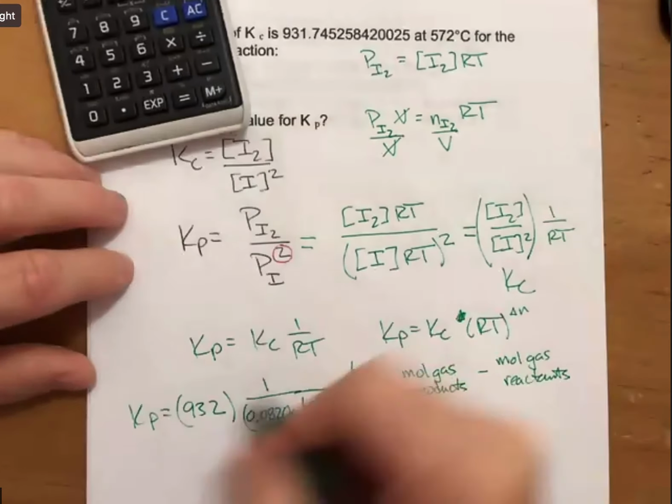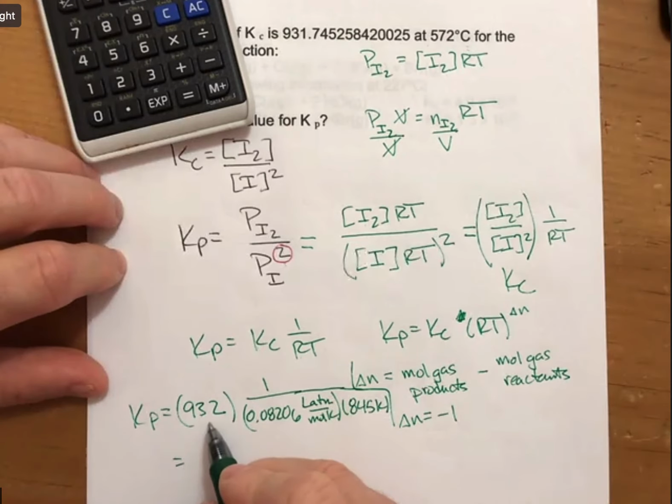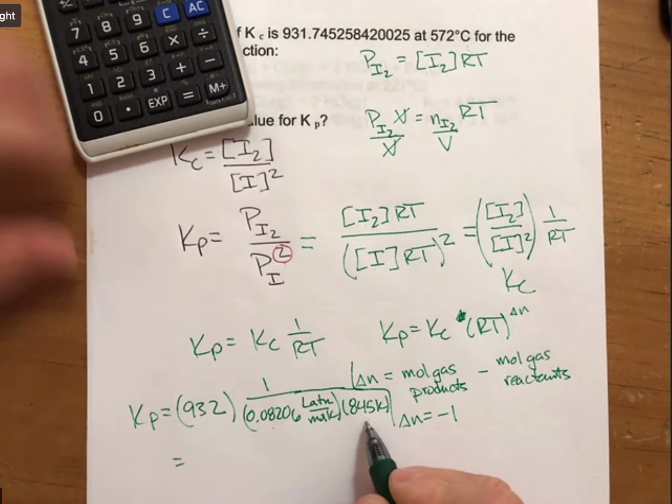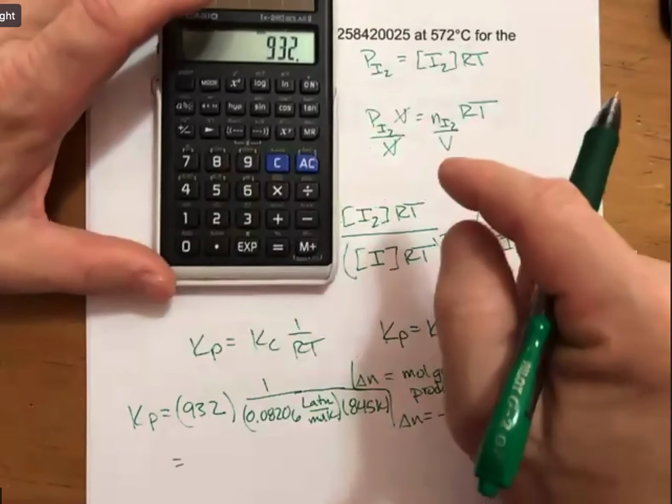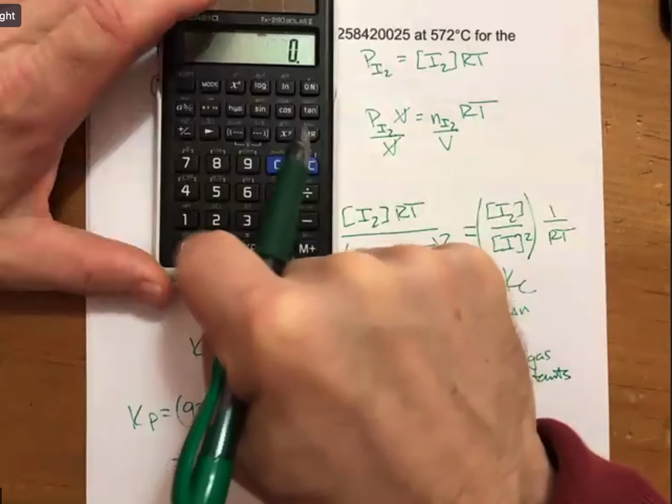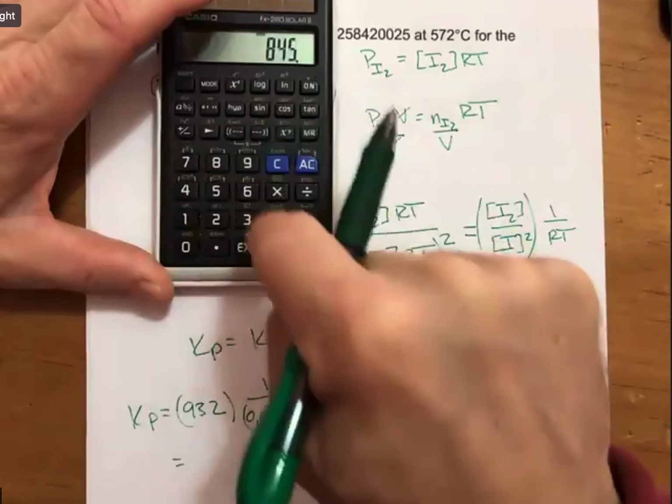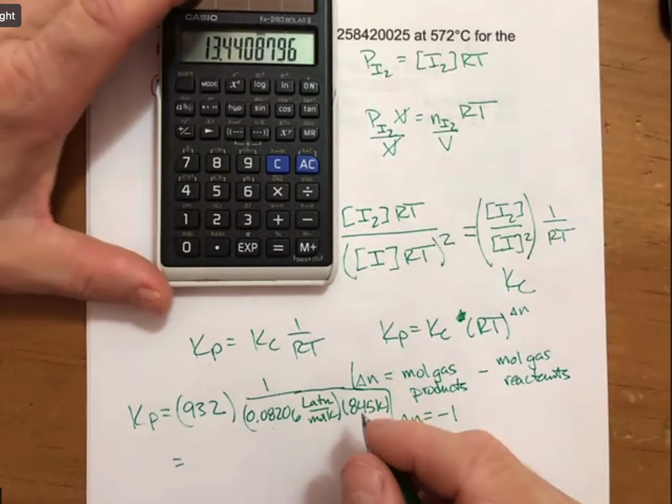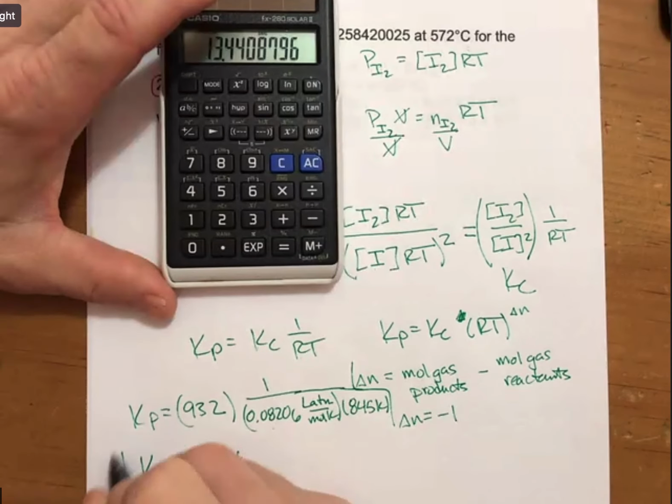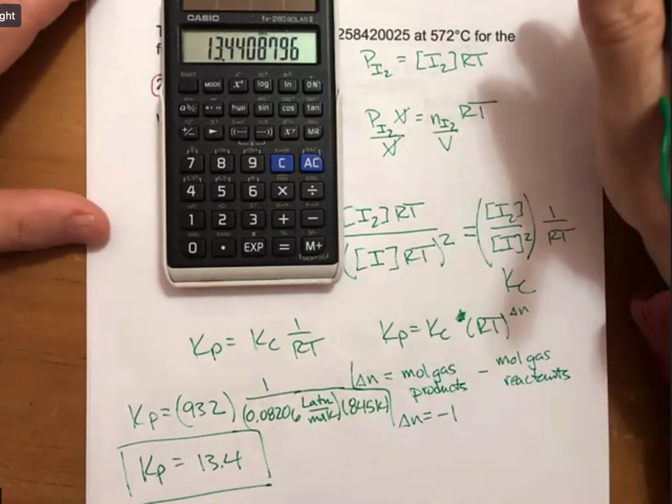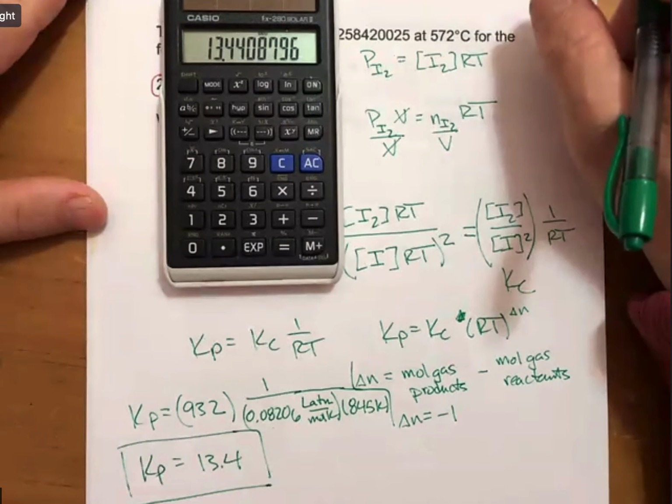So this part here is how I calculate Kp. It's going to equal 932 divided by these two numbers, divided by 0.08206, divided by 845. I get 13.4 as my Kp value, which we would then enter to solve this problem.